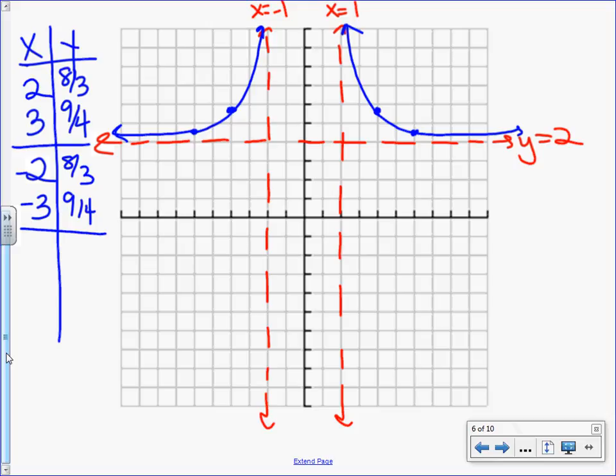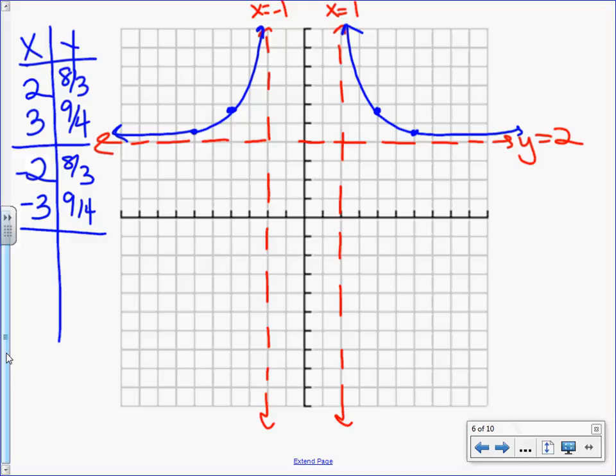Okay, now we have to figure out what's going on in between these asymptotes. I will tell you right now, if you have 2 vertical asymptotes, one of 2 things is going to happen. Either your curve is going to snake through the middle and go through the asymptote, or you're going to have more of a U opening either up or down. So we need to figure out what's going on.